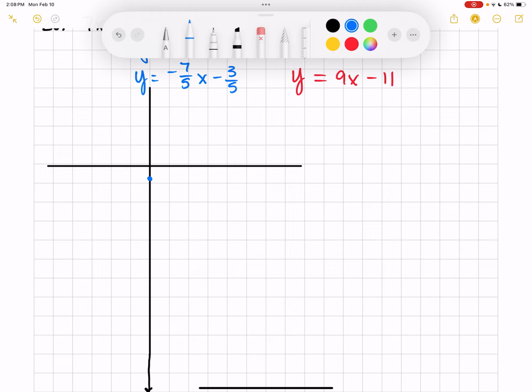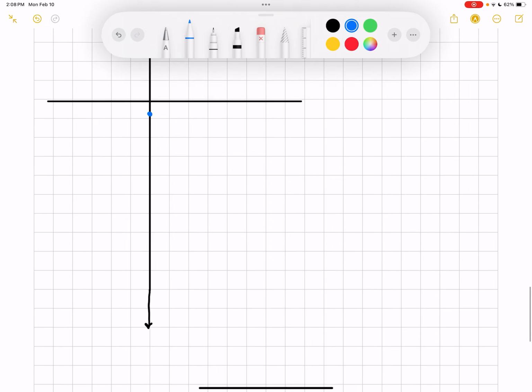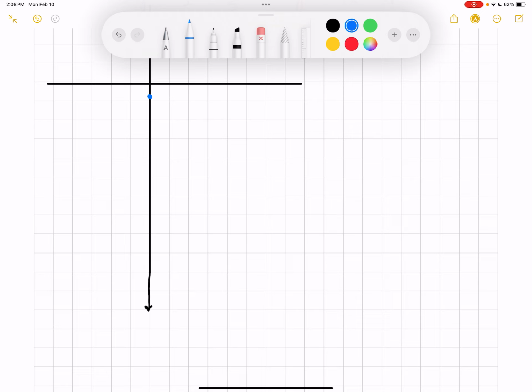And I may or may not do more than 2 points just because this one is super big. We'll see. So down 7. 1, 2, 3, 4, 5, 6, 7. Right 5. 1, 2, 3, 4, 5. So I'm just going to do the 2 points on this one because this one's really large. And if I need to go back and fix it, I'll go back and fix it.